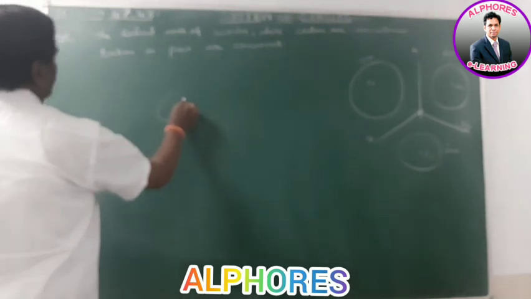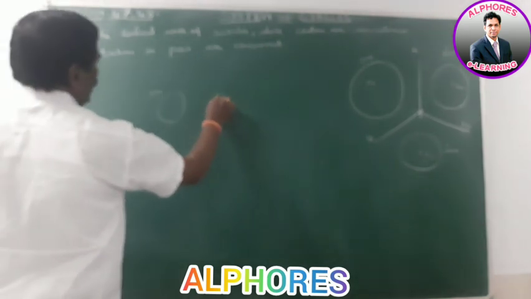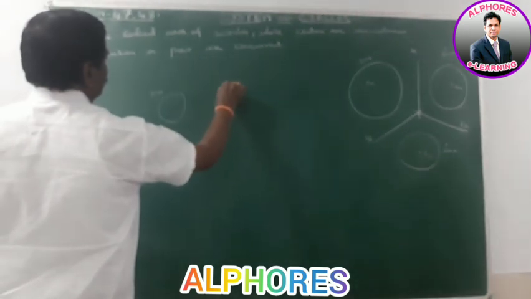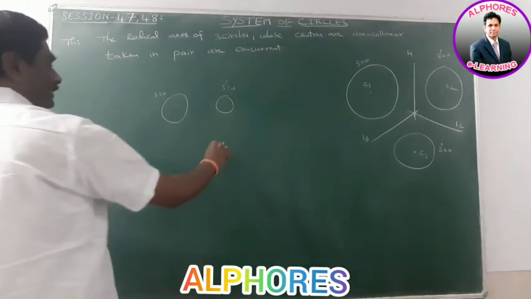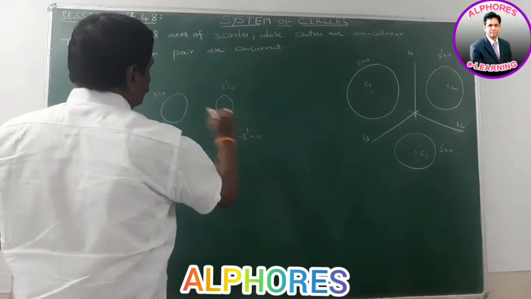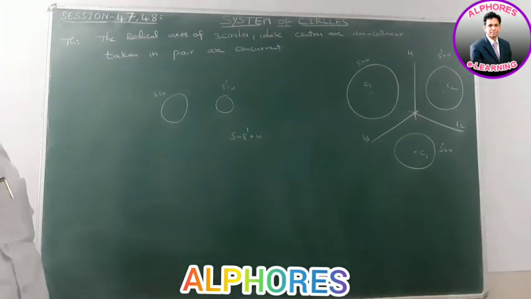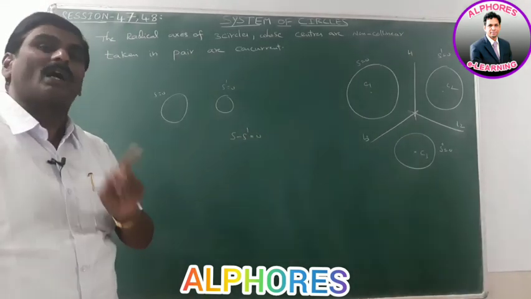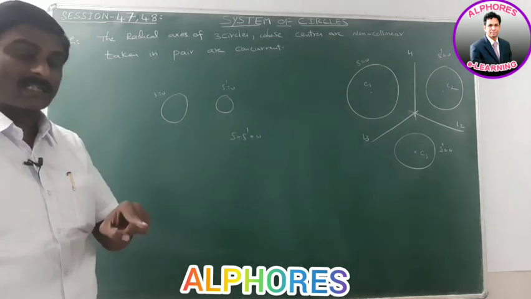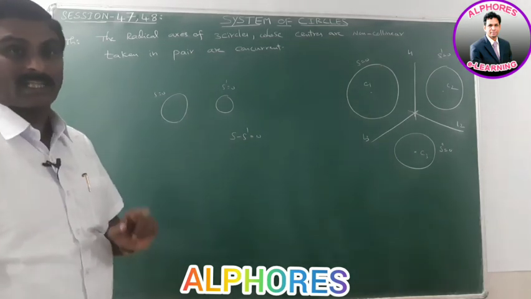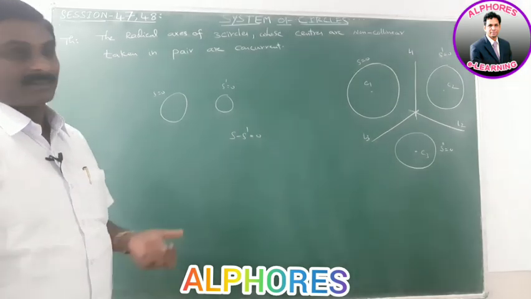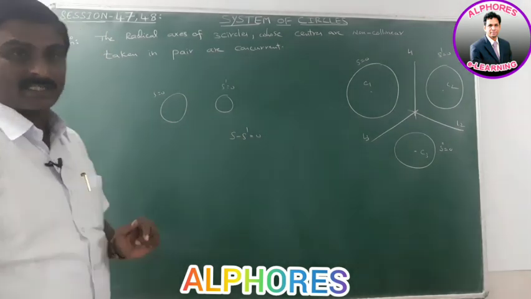Suppose S is equal to 0, S dash is equal to 0 are 2 circles, then what is the radical axis? Radical axis is simply S minus S dash is equal to 0. The definition of the radical axis is the locus of the points which have equal powers with respect to the 2 circles. That radical axis equation is S minus S dash is equal to 0.